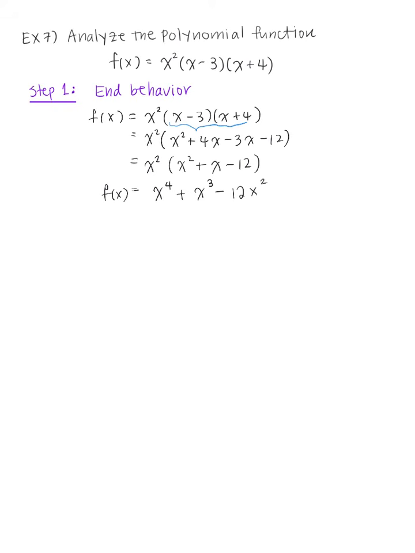So, end behavior. f of x is going to resemble y equals x to the fourth. Okay, so in this case, it's an even power and the leading coefficient is positive 1. So the end behavior is going to end up being like that.